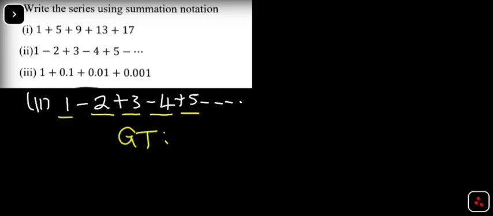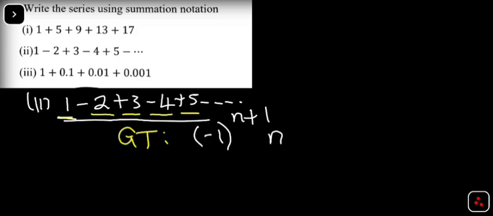Okay, so GT, which is a general term, will be equal to, so we're going to alternate the first term, so it will be negative since it is positive. Then on the power part there, we're going to put n plus 1, n plus 1 times n. So in short, you're supposed to come up with a general term where when you plug in the values of n, it gives you this.